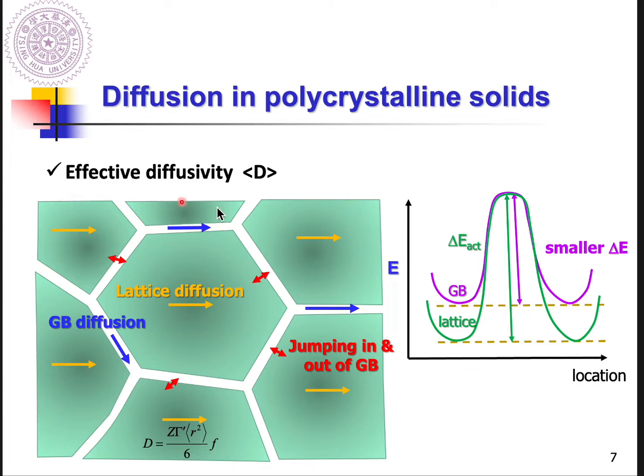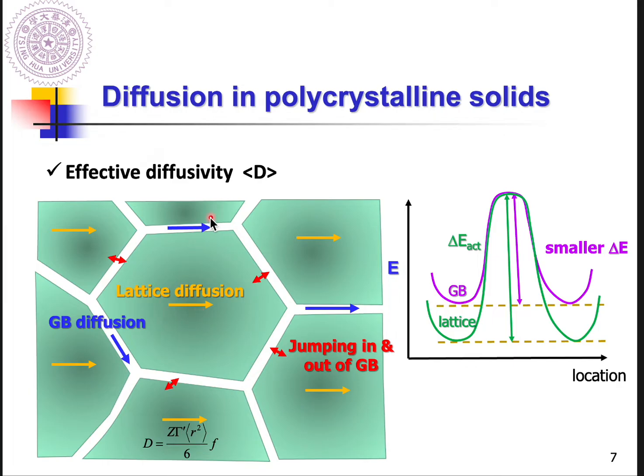But now what we deal with is polycrystalline materials. So now you need to consider that the diffusing atoms not only diffuse inside the grain, but also have a chance to jump into the grain boundary and diffuse through the grain boundary, and probably also jump into the other grain and diffuse in the grain again. So how do we obtain or estimate the diffusivity of this kind of material?